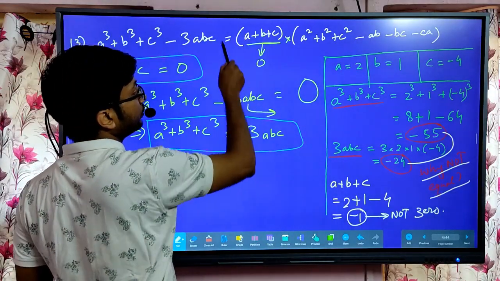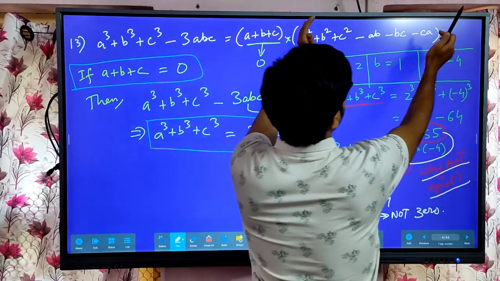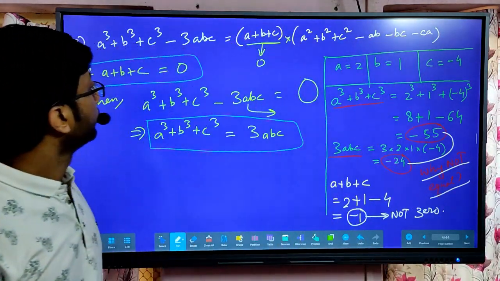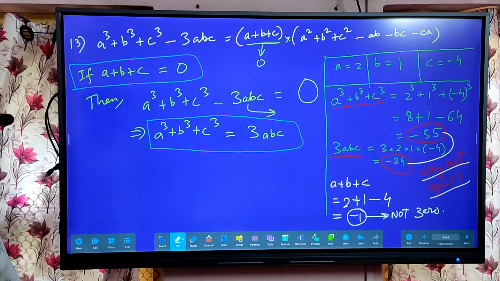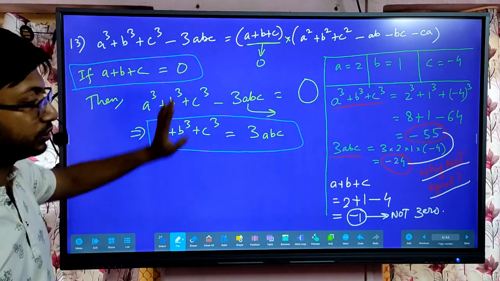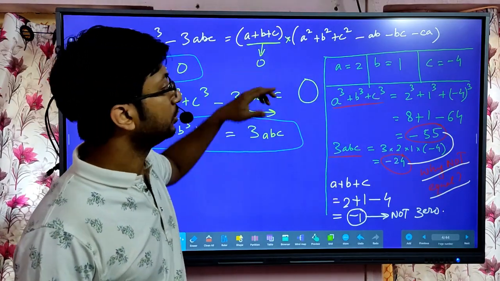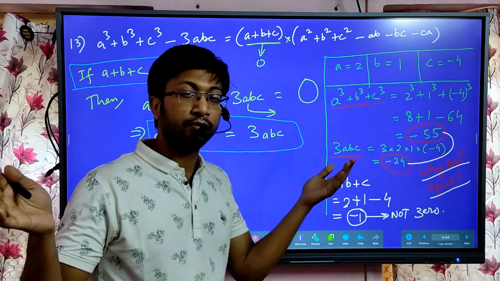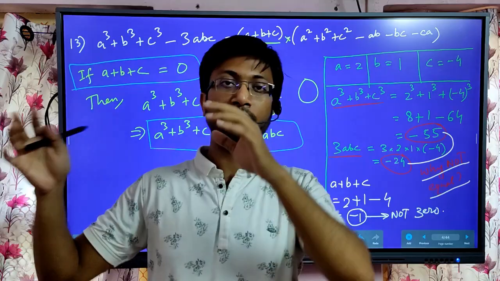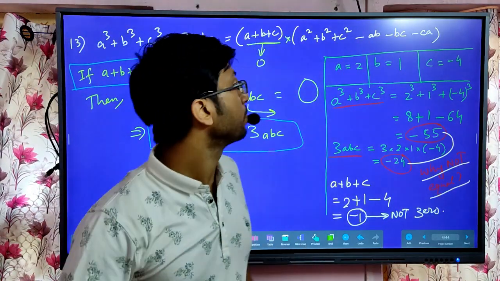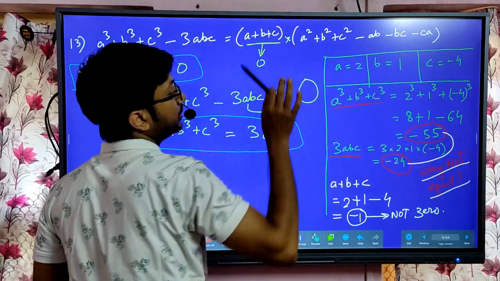And there is another factor, which is a plus b plus c, in the front. It is a multiplication of two factors. This is a big factor, this is a small factor. Now in this formula, a cube plus b cube plus c cube minus 3abc, if a plus b plus c equals 0, if this factor becomes 0, you know 0 multiplied by any number, however big the number may be, the entire result becomes 0. So see, if this a plus b plus c is 0, this entire thing will be 0.